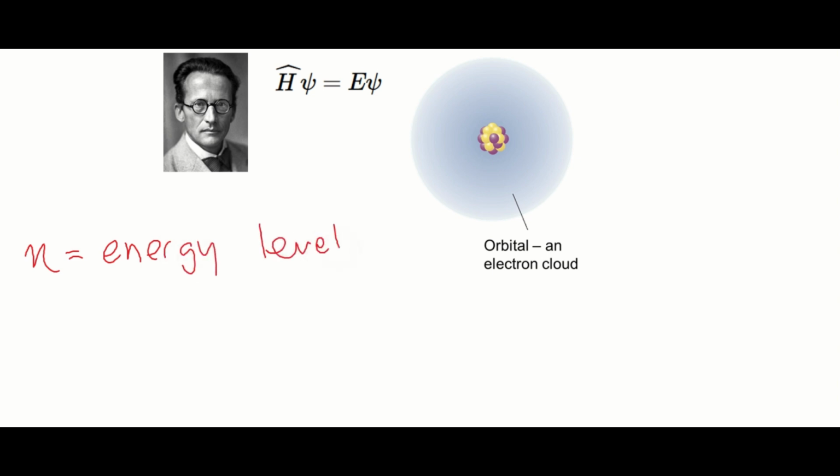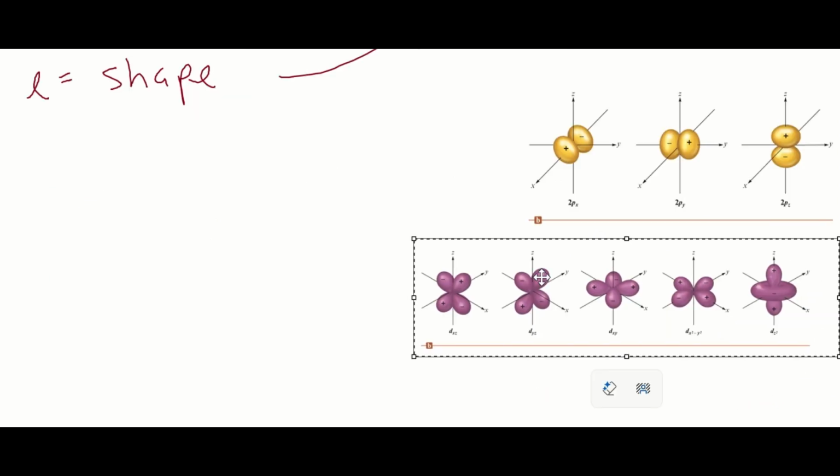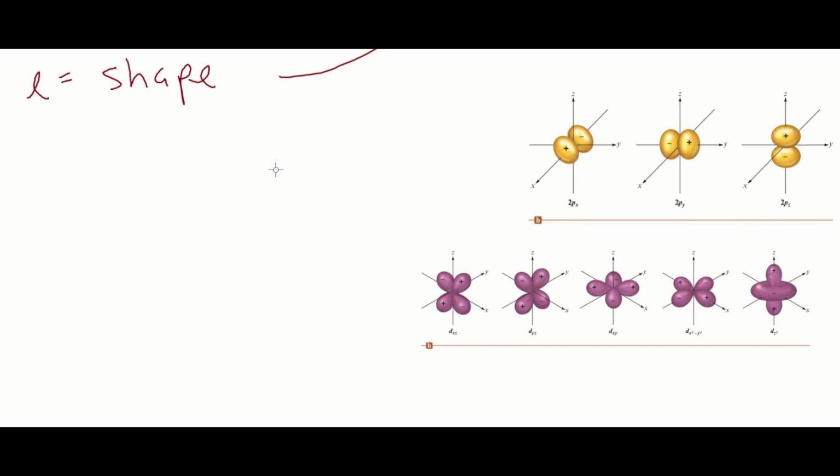Or simply put, you can say it's the energy level. And then the second quantum number is L. It's also known as the angular momentum quantum number, and that tells us the shape. So here's an s orbital. It's spherical. Here's what a set of p orbitals might look like. And here is what a set of d orbitals might look like.